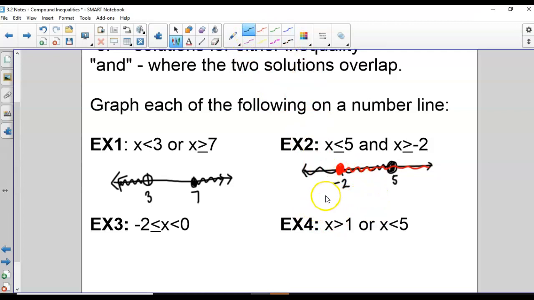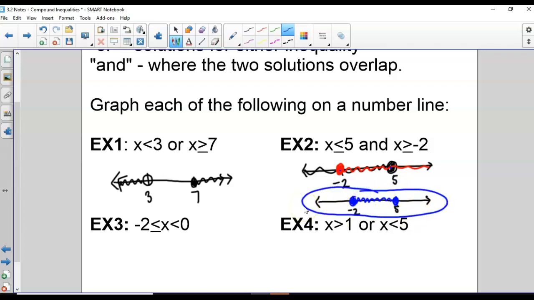So I'm going to make myself a separate graph here to show the final answer a little bit cleaner. So on this graph here, these two overlap from -2 to 5. So we would use closed circles in both cases because both of these are less than or equal to or greater than or equal to. And we're going to shade in between. So this would be my final answer.